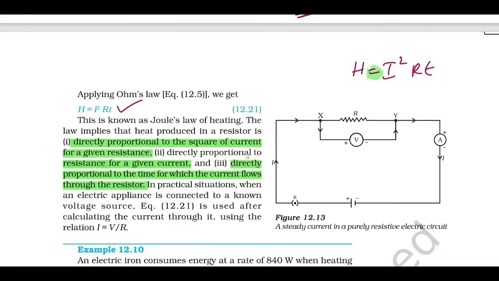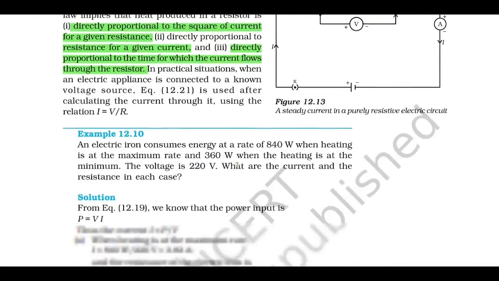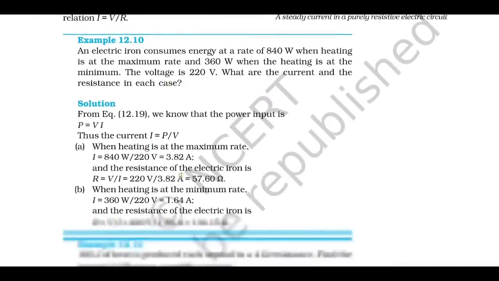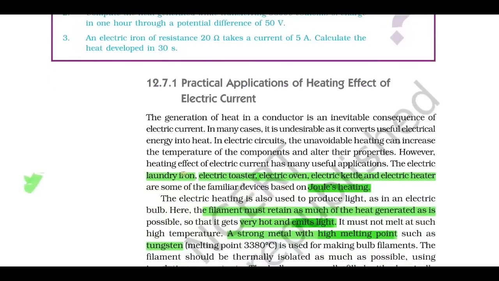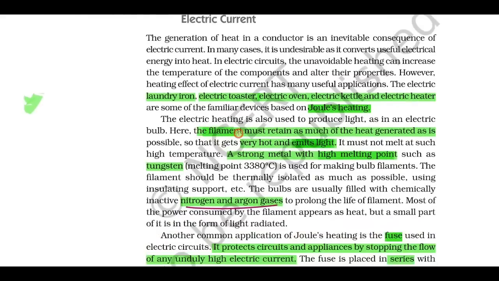Then Joule's law of heating, 2 mark question. If the law is not asked, definitely we can expect a 2 mark problem. Practical applications of the heating effect of electric current: you have the concept of filament. Why filament? The tungsten which is used in the filament of an electric bulb, because of 3 properties you should know. It has higher resistivity, low melting point, and on heating it emits light.